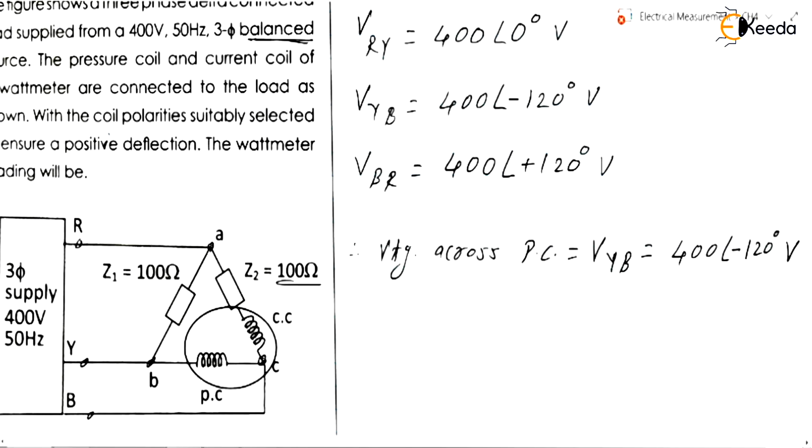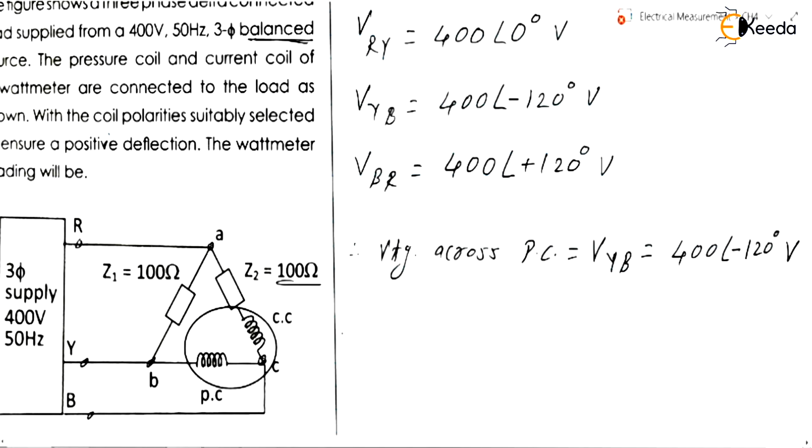So what is the voltage across points A and C? A is connected to R, C is connected to B. So can we say that the current flowing through the current coil is equal to VRB, the voltage across the R and B phase? Are you getting the point? So it is divided by Z2.